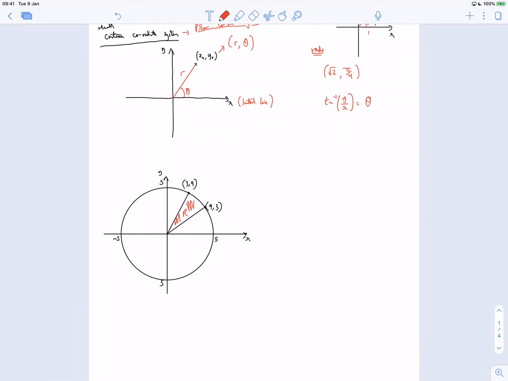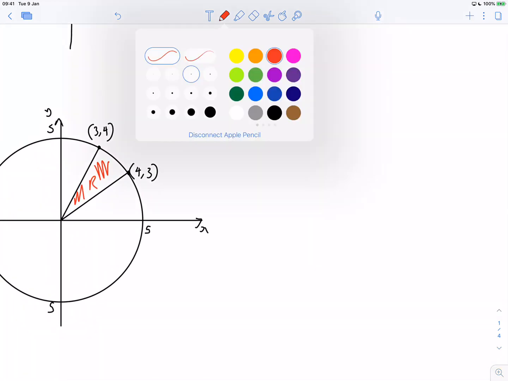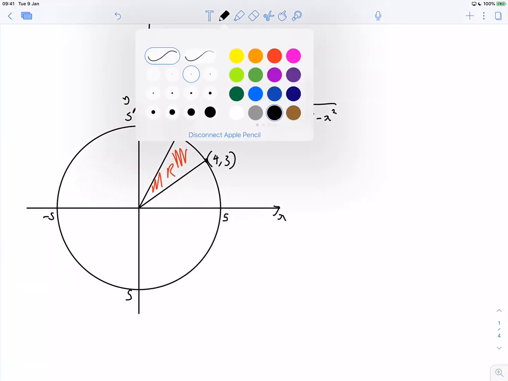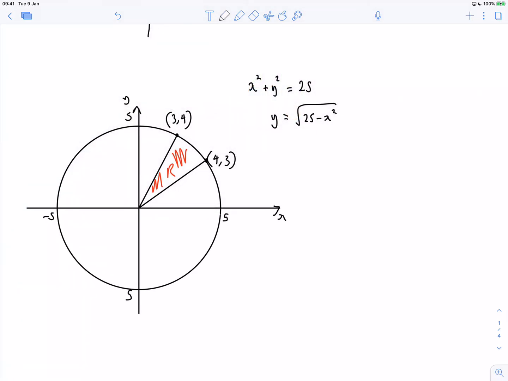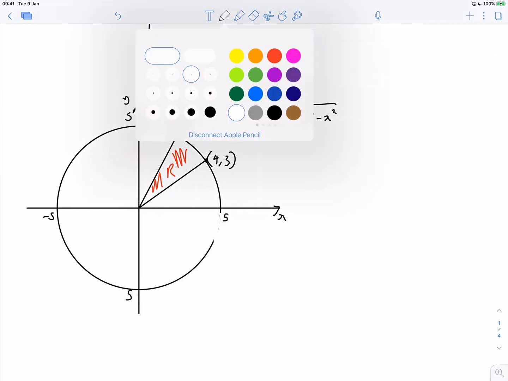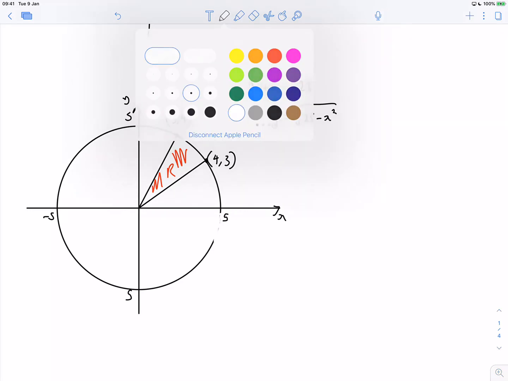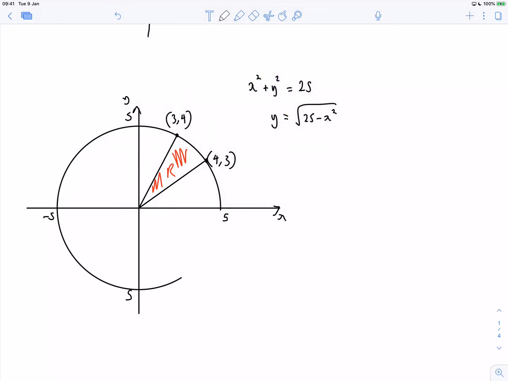Well, you could consider x squared plus y squared equals 25, and then make y the subject, so y equals the square root of 25 minus x squared, and take the positive square root. By taking the positive square root, you would only be considering where the circle is above the x-axis, so looking like this.